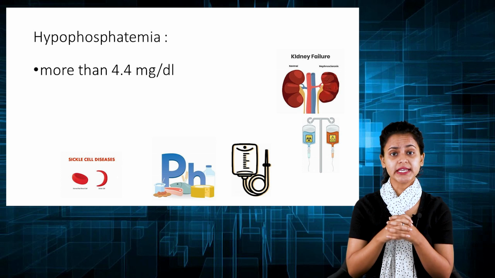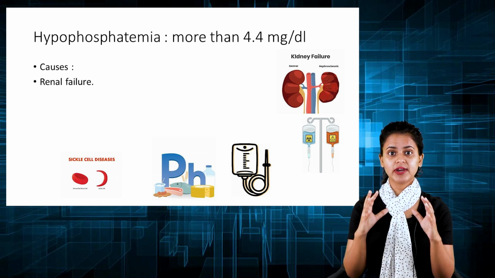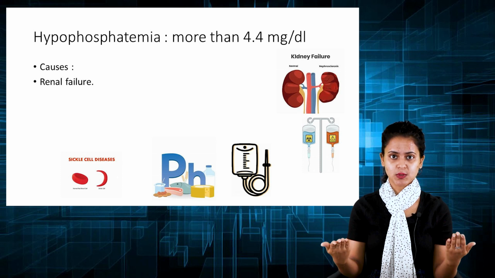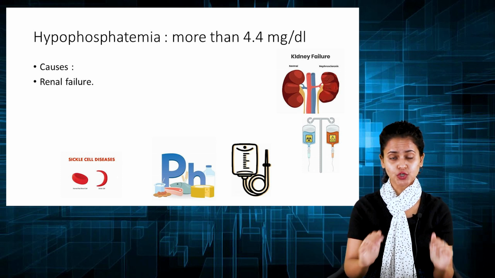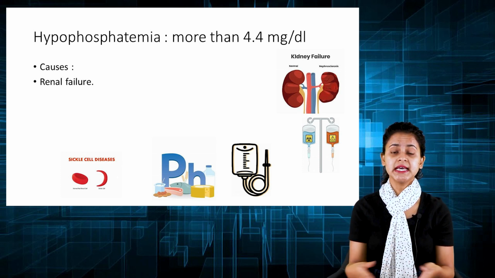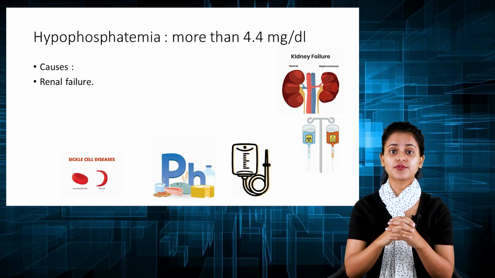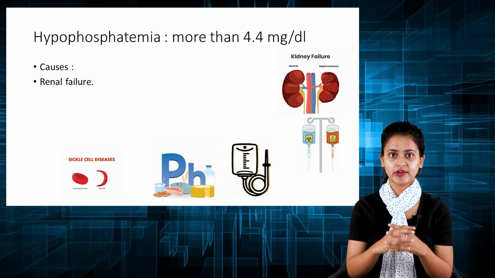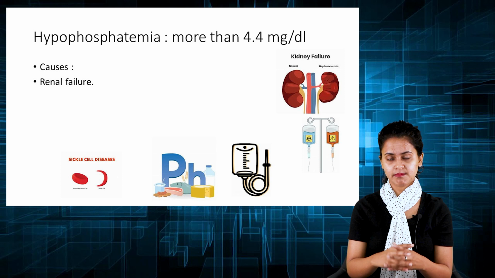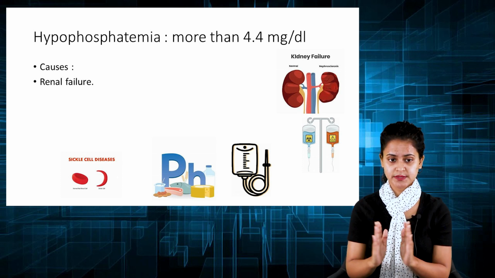So causes include, first, renal failure. Renal failure often causes the kidney to be unable to function in a proper way. So here we are going to see a buildup of phosphate can occur in an individual's body, which will ultimately cause the development of hyperphosphatemia.